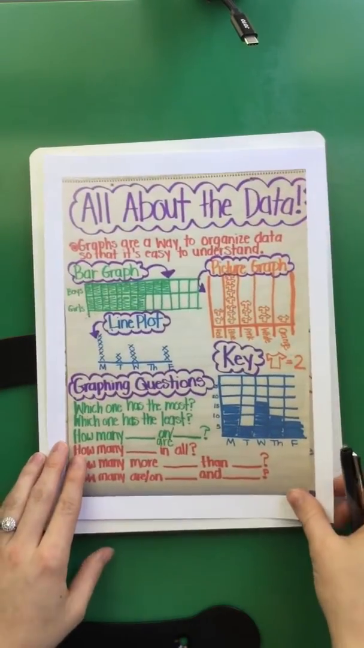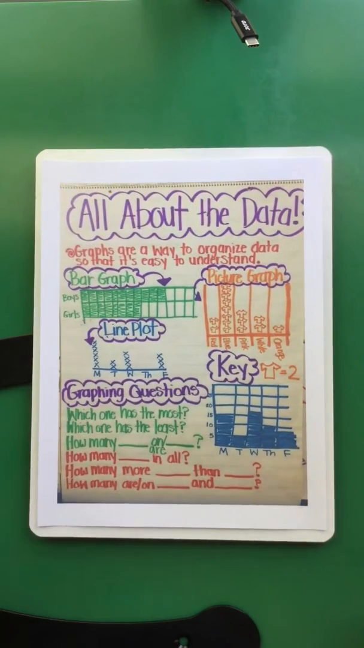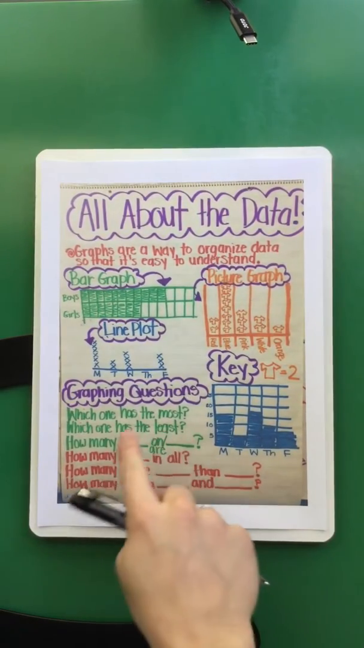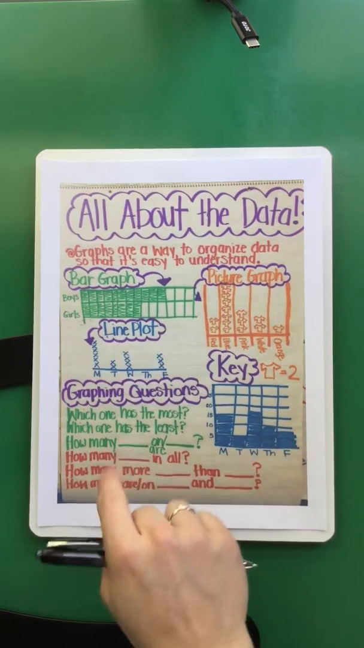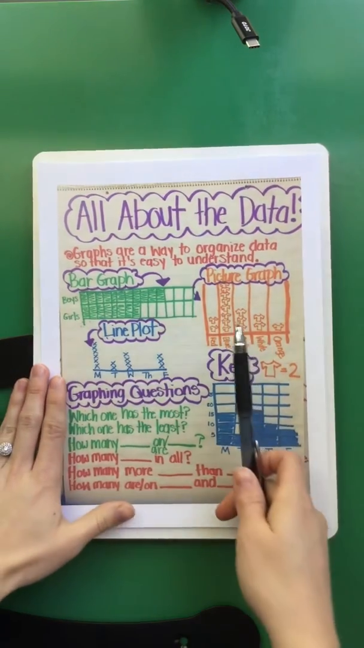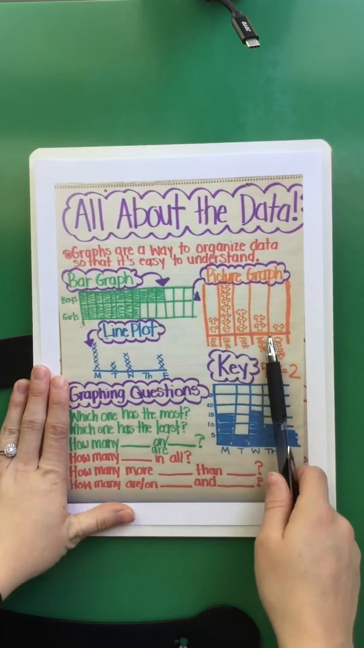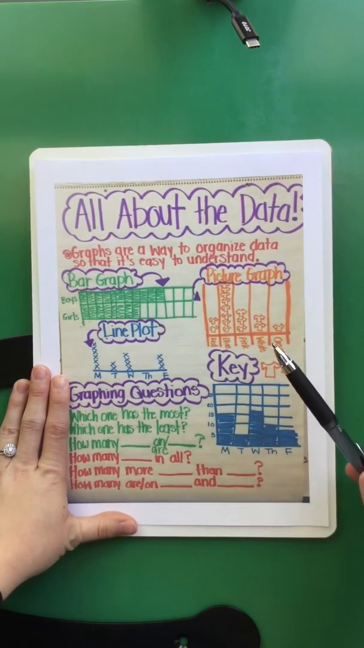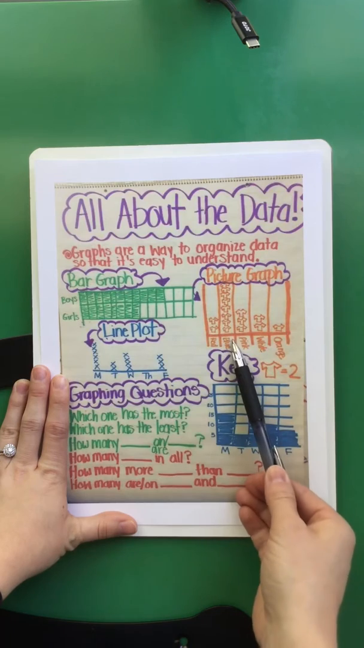So when you're actually analyzing the data on a graph, you've got to make sure that you know the questions that it might be asking you to talk about, okay? So it says which one has the most. So if I was looking at my picture graph and I said, what color shirt did they have the most of? Obviously, it would be blue.